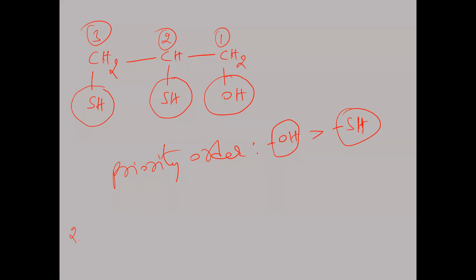So what is the name? Tell me. 2,3-disulfanyl propan. 2-ol or 1-ol? 1-ol. Propan-1-ol. Here ol is a secondary suffix. The first letter of the secondary suffix is a vowel, o, so here a and e we should not write, only a and an. Propan-1-ol. So 2,3-disulfanyl propan-1-ol.